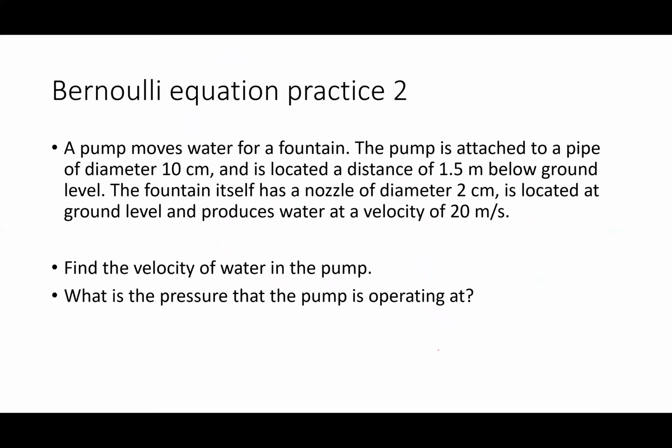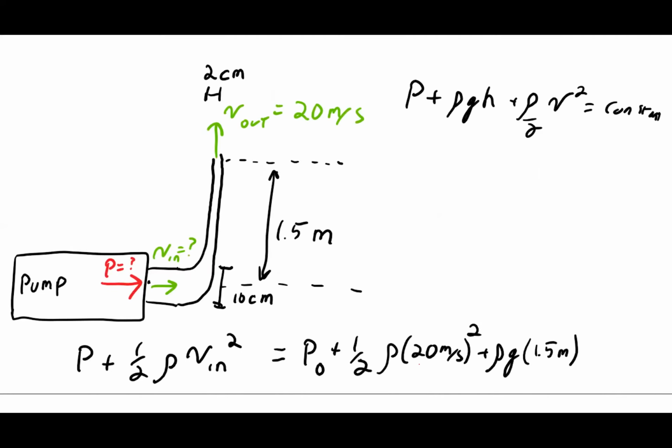Okay, so the second Bernoulli equation practice is going to require us to use the continuity equation and Bernoulli's equation at the same time. So we have a pump attached to a pipe. The pump itself is below ground and the water emerges from a fountain at ground level with a certain velocity. So in this case, the 2 points I'm really interested in are the point where the water leaves the fountain and the point where the water leaves the pump.